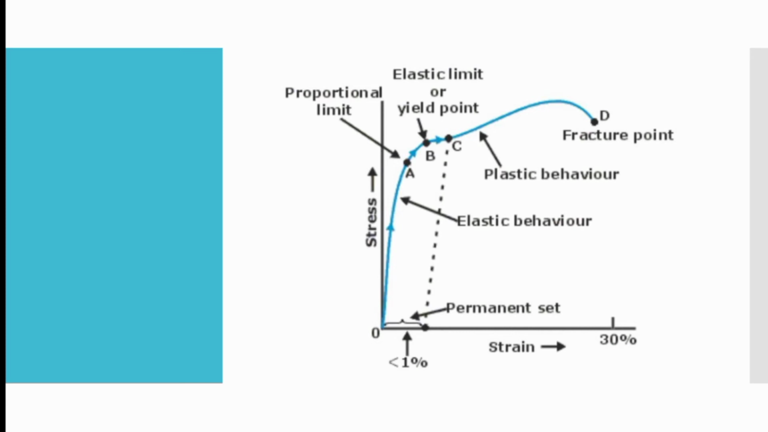The slope of the straight line up to proportional limit represents the modulus of elasticity. We can deal with it later.